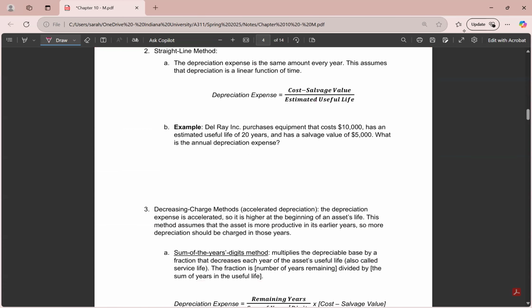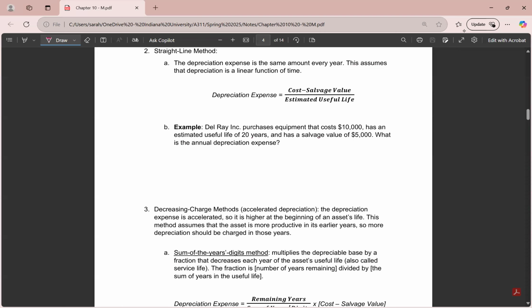Next, we have the straight line method. This is the simplest method. You're going to see it pretty often. And the idea is that depreciation should be the same amount every single year. It is an equal amount and it's a function of time. We depreciate for a given time period the same amount in every period. The formula: cost minus salvage, divided by the estimated useful life.